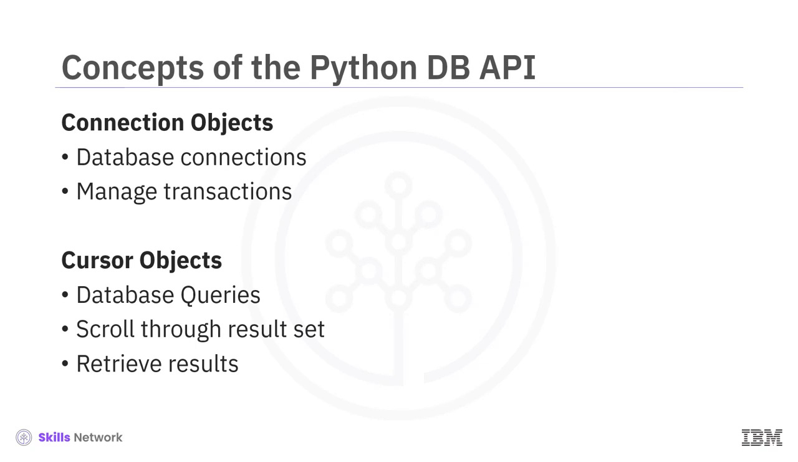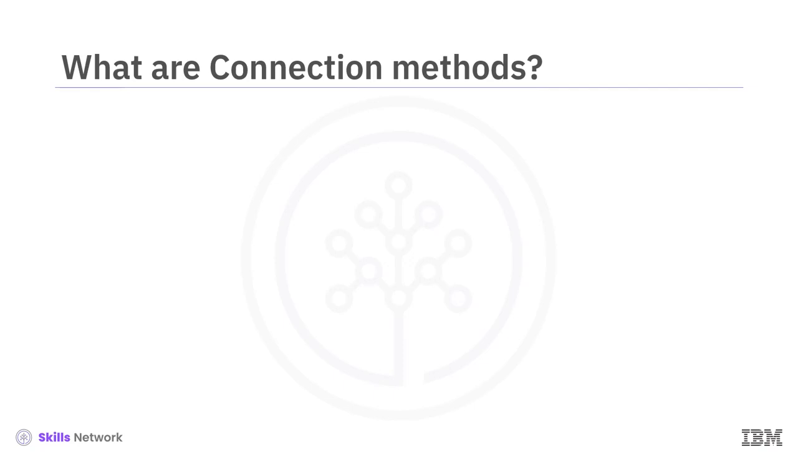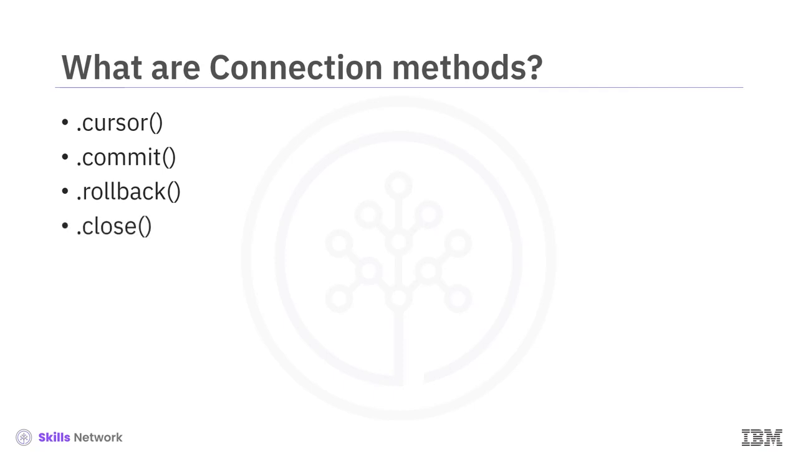The DB API includes a connect constructor for creating a connection to the database. It returns a connection object, which is then used by the various connection methods. These connection methods are the cursor method, which returns a new cursor object using the connection; the commit method, which is used to commit any pending transaction to the database; the rollback method, which causes the database to roll back to the start of any pending transaction; and the close method, which is used to close a database connection.